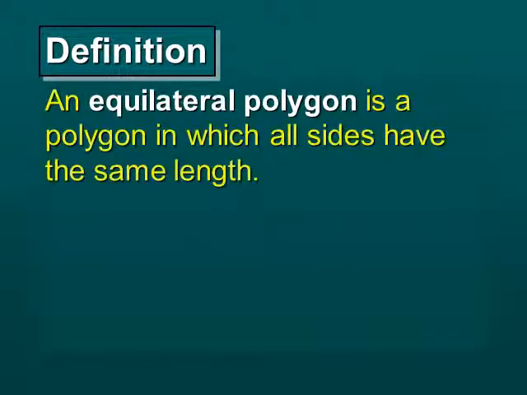Okay, an equilateral polygon is a polygon where all the sides have exactly the same length. So if we're talking about a quadrilateral and you think of something that has 4 sides but they're all the same length, you would think of something like a square or even a rhombus. They have all the same length.